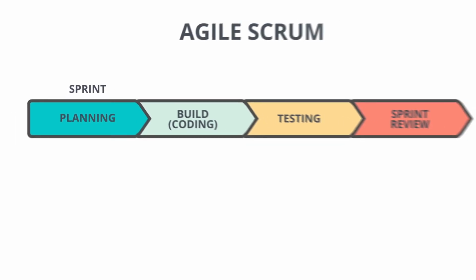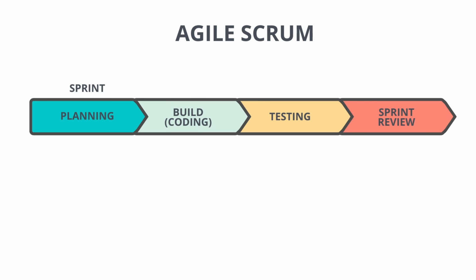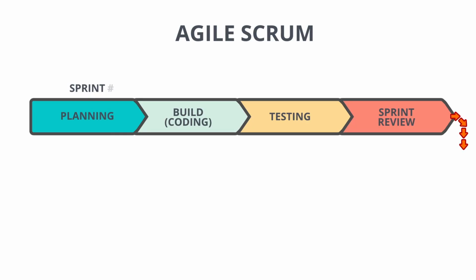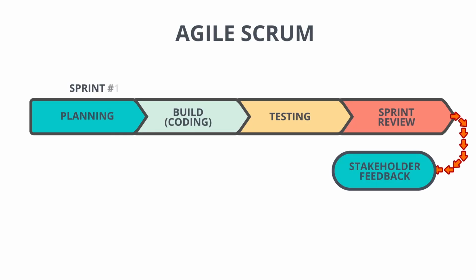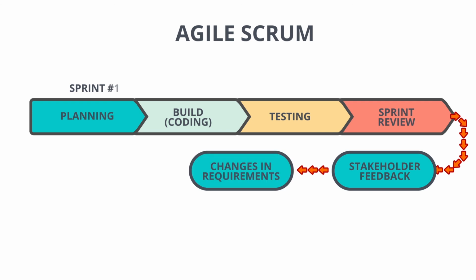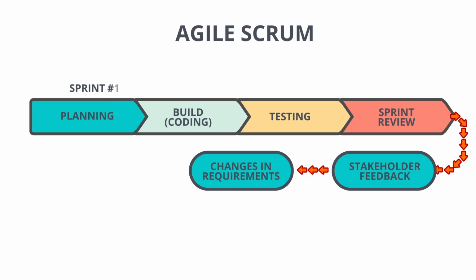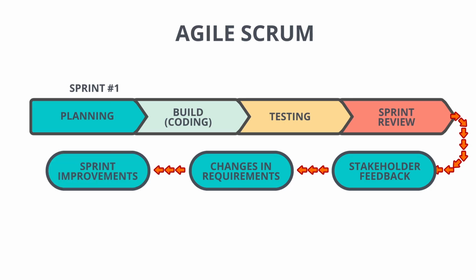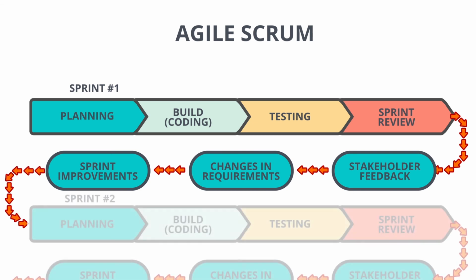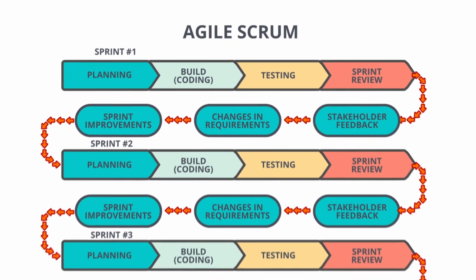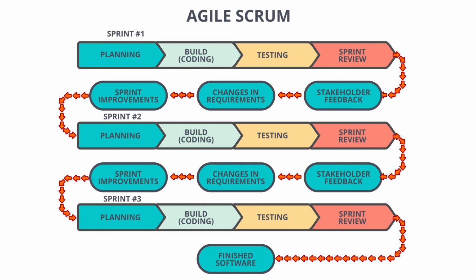The final phase is the sprint review. During this phase, the team reviews the developed items with the stakeholders. In the sprint review, the stakeholders are being shown working software. During the sprint review, stakeholders provide feedback which may cause changes in the requirements. Remember, changes in requirements are welcome, even late in the process. The development team also uses what they learned during the sprint review to make improvements for the next sprint. The team completes one sprint after another, always looking for ways to improve and respond quickly to change until the entire project is complete and all the software is finished.